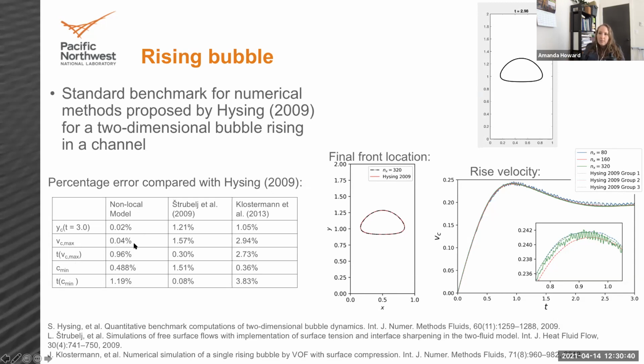And what we can see is our non-local model, and these are two other codes with local models, comparing with the benchmark. And the non-local model either has errors that are on the same order of magnitude or much smaller than the local models. We agree really well with the final location of the bubble and also the rise velocity. So the benchmark actually consists of 3 different codes where they did the same problem with really high accuracy. And we can see that our solution is actually bounded by their solutions at the maximum. So the non-local model is really accurate for the rising bubble case.